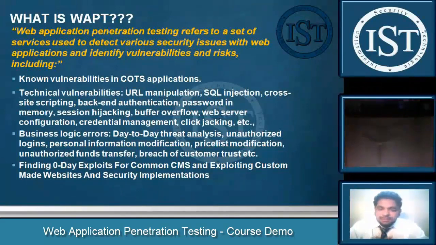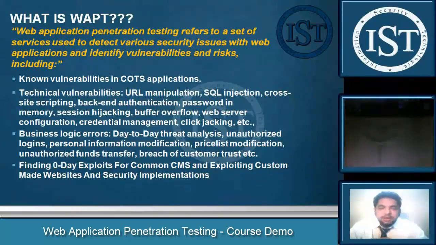Now, the next part is the business logical errors. Day-to-day threat analysis, unauthorized logins, personal information disclosure, modifications, price list modifications, unauthorized fund access, breach of customers' trust, etc. are the types of business logical errors which exist in WAPT today. Finding zero-day exploits for common CMSs and exploiting custom-made websites and for security implementation.